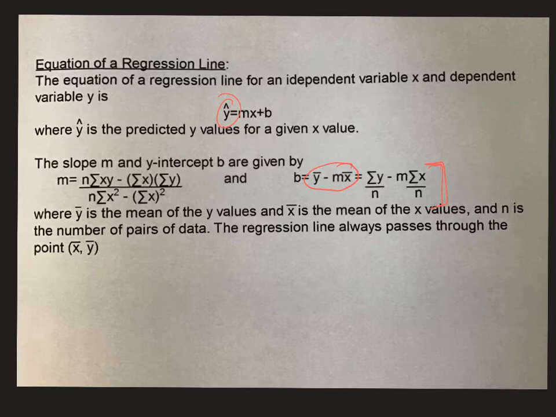The regression line always passes through the point x bar, y bar. So whatever the mean of your x's and the mean of your y's are, if you do your regression line correctly, it's always going to go through that point.